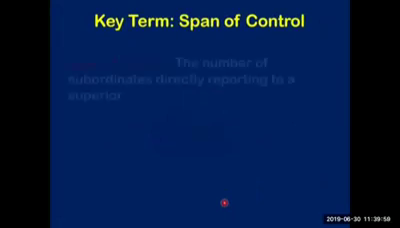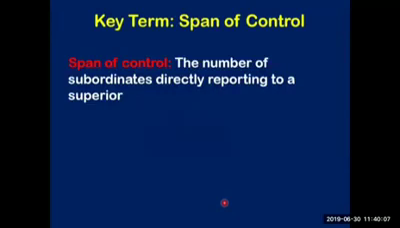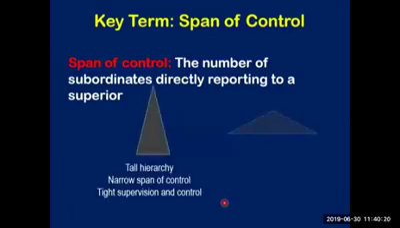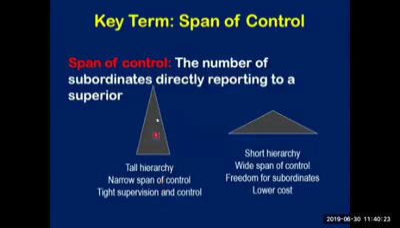Span of control, the number of subordinates directly reporting to a superior. The number of employees at the lower level of management will report to their superior level of management. Tall hierarchy, this is the shape of the tall hierarchy. Narrow span of control, tight supervision and control, and this is for the short hierarchy. Wide span of control, freedom for subordinates, and lower cost.